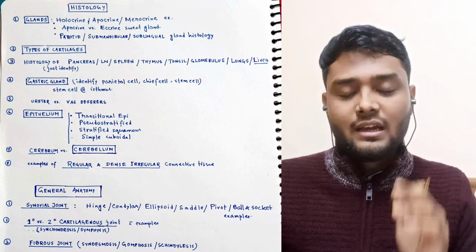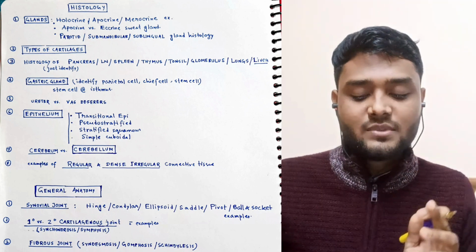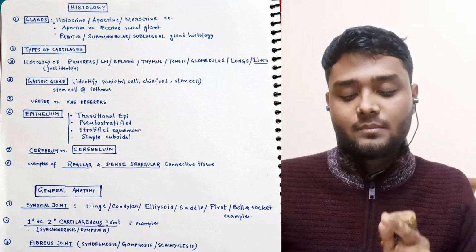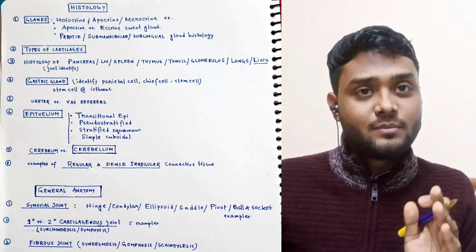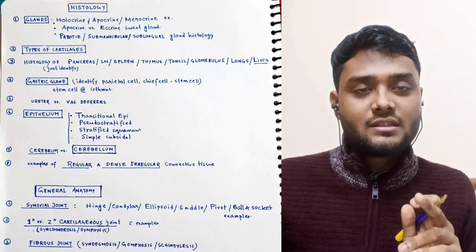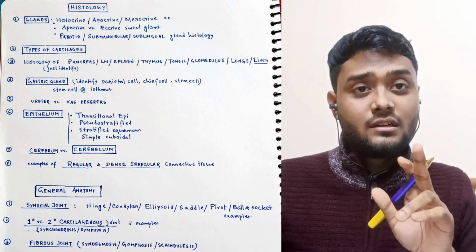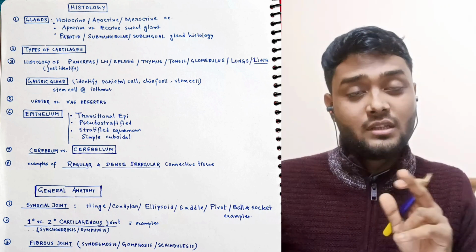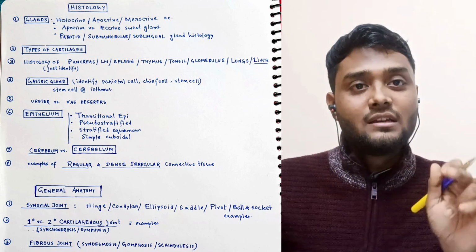Then gastric gland, identify the parietal cell, chief cell, stem cell, and remember the stem cell of the gastric gland is located at the isthmus. Then ureter and the vas deferens, you have to differentiate them in a histological picture, because the lumen of both these structures looks star shaped.